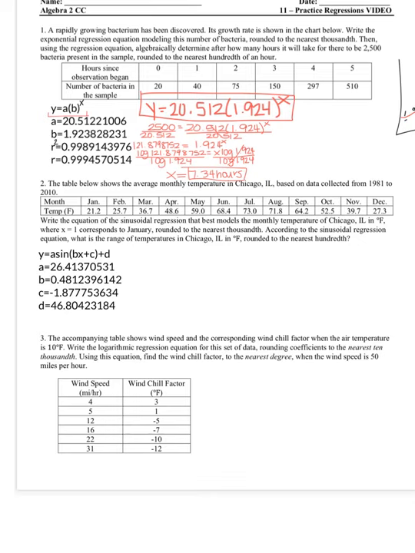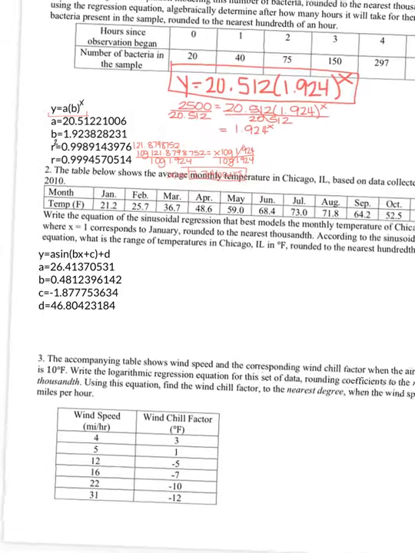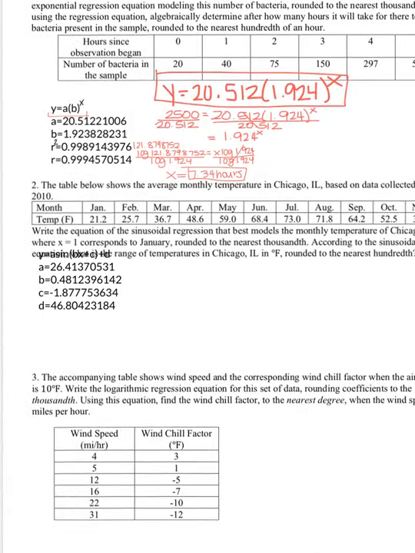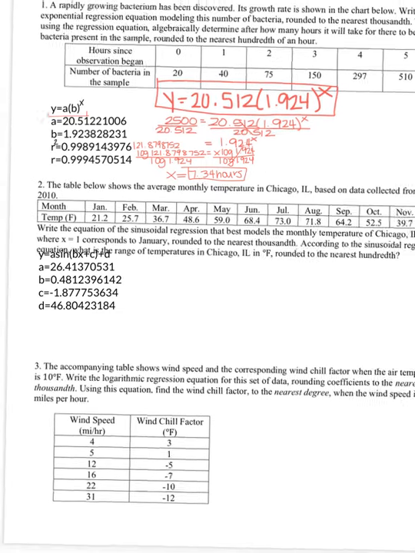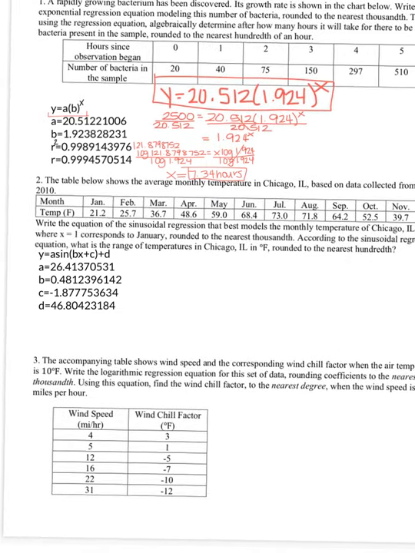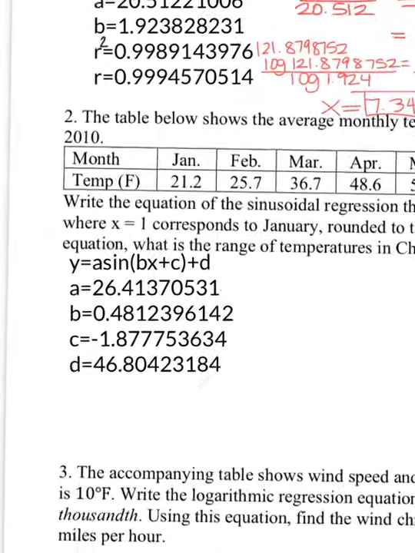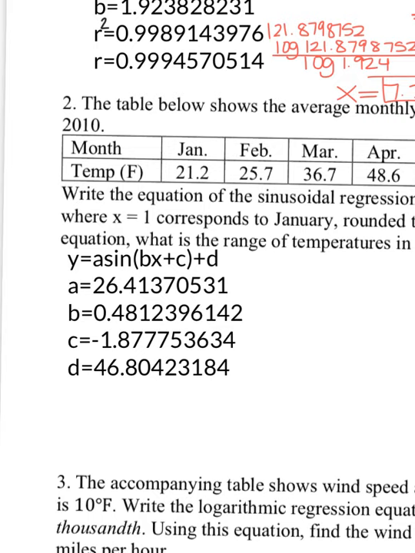Okay, so this is everything you see on your calculator screen. The top thing is your equation, and then underneath has all the variables that you're going to type in. So you have y equals a is 26 point something. You round that number to whatever it's supposed to be. Sine of b is 0.48, and so on, x, and then minus 1.87, whatever you're rounding to, plus d.